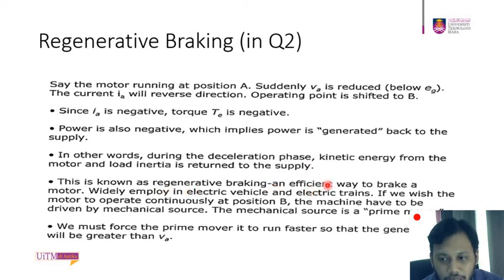It is an efficient way to brake a motor, and it's widely employed in electric vehicles and electric trains. If we wish the motor to operate continuously at position B, the machine has to be driven by a mechanical source, called the prime mover, and we must force the prime mover to run faster so that the generated EG will be greater than VA.